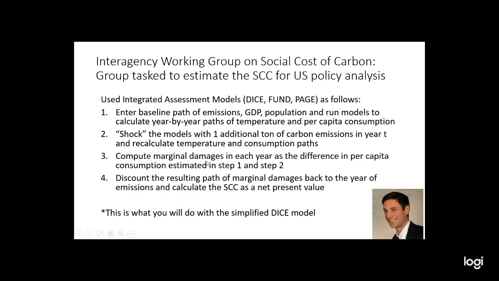Step 3, compute the marginal damages in each year as the difference in per capita consumption estimated in step 1 and step 2. So we will subtract the change in consumption from the shock in the emissions from the baseline consumption, and that'll be the marginal damages in each period. And then we will discount the resulting path of marginal damages back to the year of emissions shock and calculate the social cost of carbon as a net present value. And this is what you will do in the simplified DICE model.